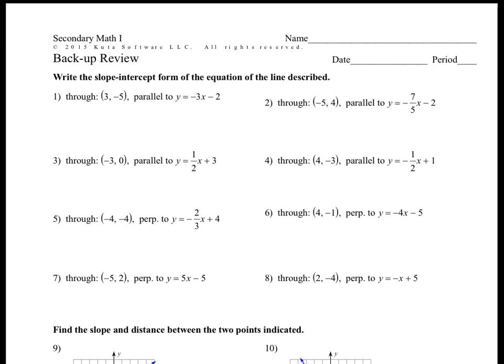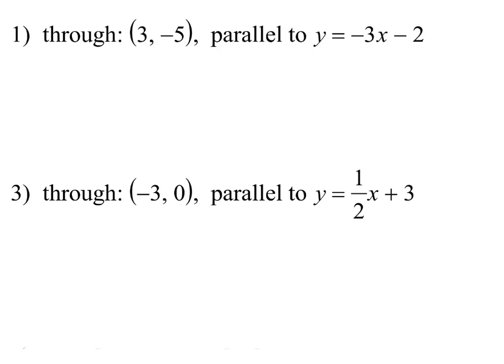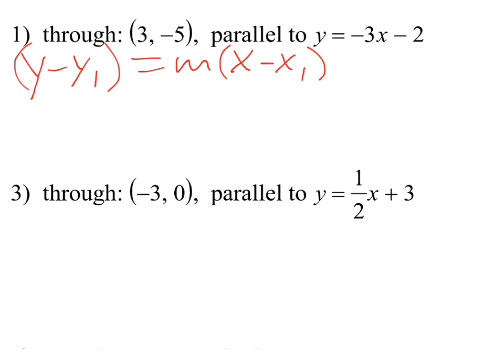Alright, it's time for the solutions for the backup review. So on this first section, you're writing the equation of a line that goes through the given point, and it'll be parallel or perpendicular to some beginning one. The formula they're going to use is y minus y1 equals m times x minus x1, and you're just replacing some of these numbers.